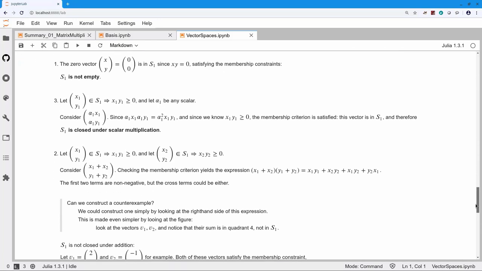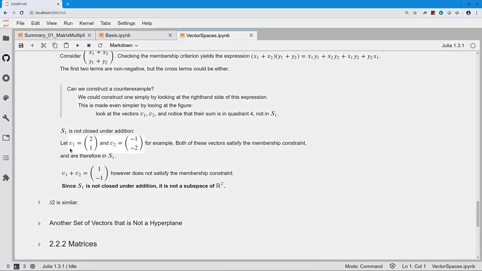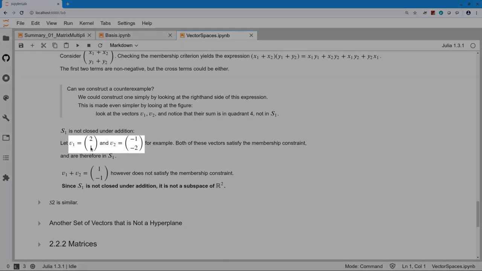Motivated by that, I know what I'm going to try. I'm going to look at this. Let V1 be the vector 2, 1. And V2 be the vector minus 1, minus 2, for example. So I pick V1 and V2 that look like that graph above. And then both of these vectors satisfy the membership constraints. Right? 2 times 1 is greater or equal to 0. Minus 1 times minus 2 is 2, which is greater or equal to 0. So they are indeed in S1.